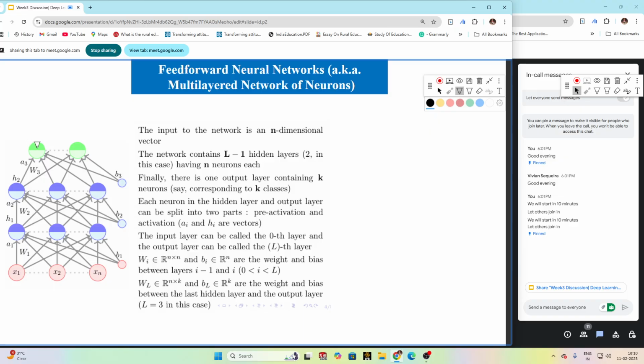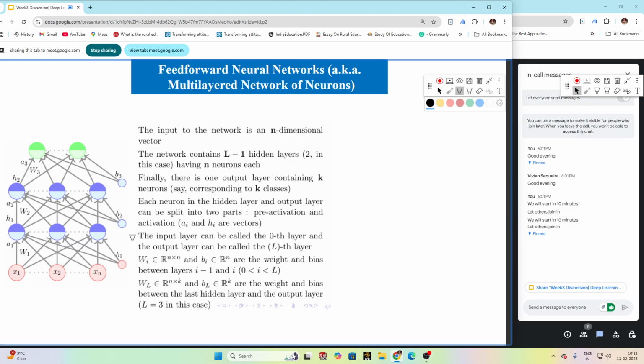The neurons at the end layer are known as output layer neurons, or output neurons. There can be any number of neurons, but here two neurons are shown, in green color. In between, all the neurons are known as hidden layer neurons, and all the layers in between are known as hidden layers.